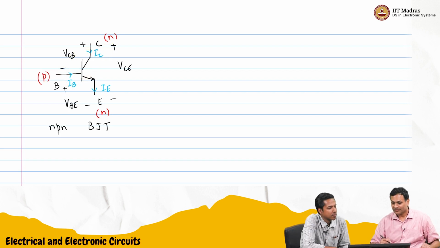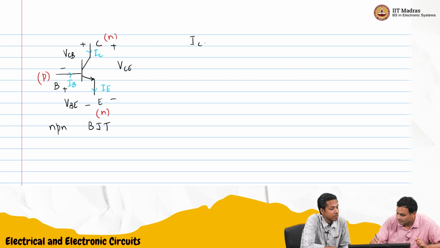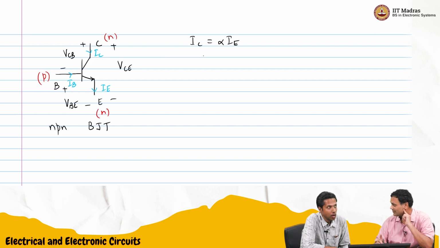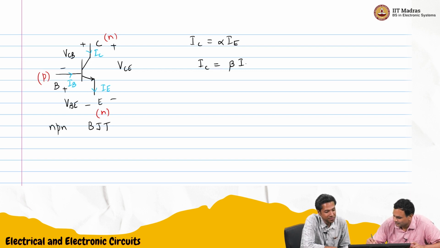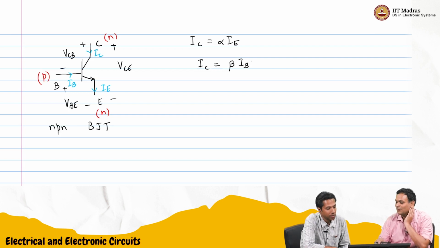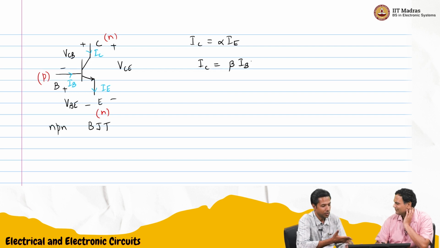So we said IC is alpha times IE. Now we also want to relate IC and IB. So what we will say, IC, now we will need to use another letter. What follows alpha? Beta. We will say something like this. So it looks like the collector current is being related to the base and emitter currents. And now we can relate it in many ways.